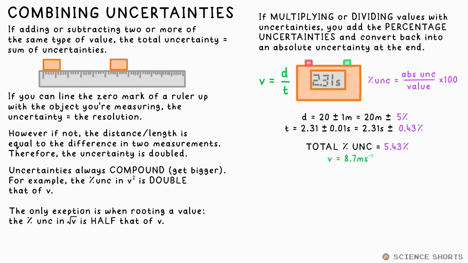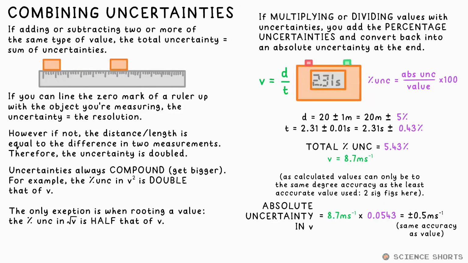Once you have the total percentage uncertainty, you need to turn this back into an absolute uncertainty for the final calculated value. Just multiply it by the percentage uncertainty as a decimal, and boom, you're done.